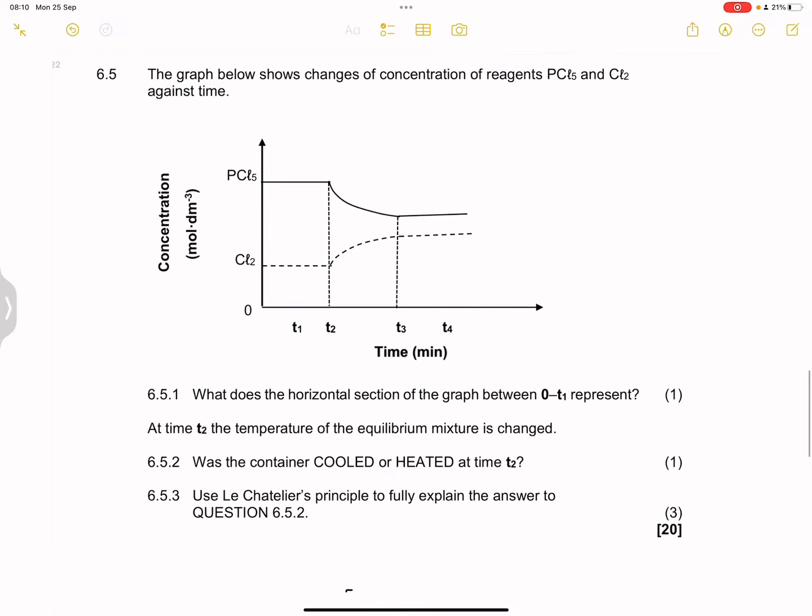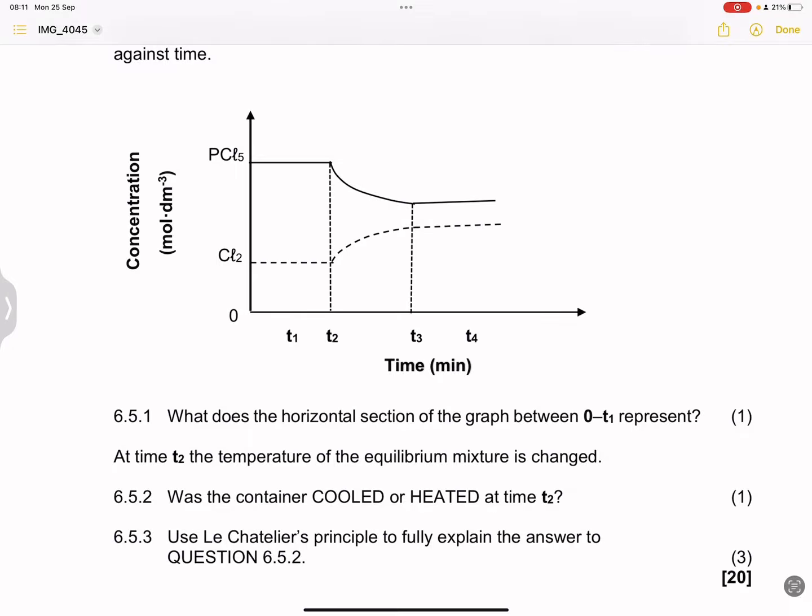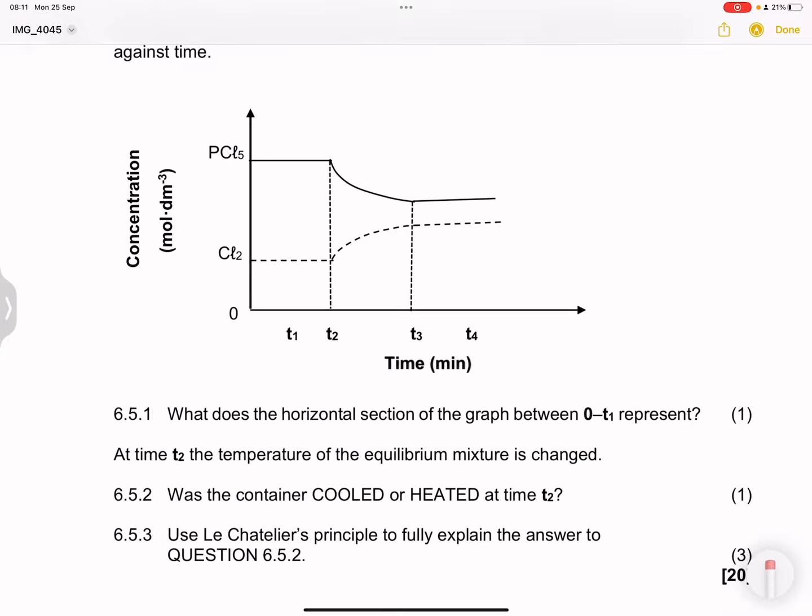They say to us the graph below shows changes of concentration of reagent PCl5 and Cl2 against time. All right. So they say to us, what does the horizontal section of the graph between 0 to T1 represent? Of course, that represents when the graph is at equilibrium. So it represents dynamic equilibrium, or we can say equilibrium there. Right. So it represents equilibrium.